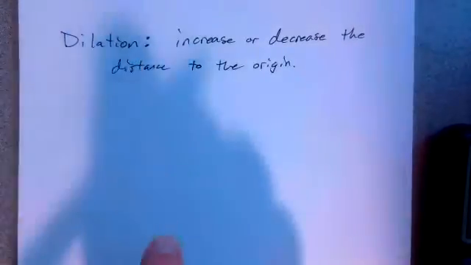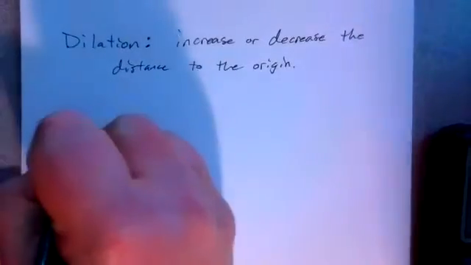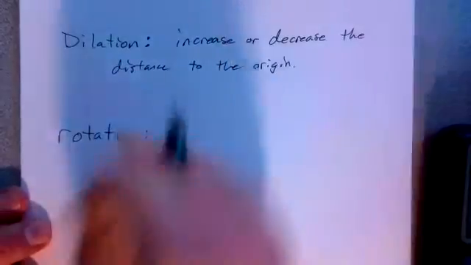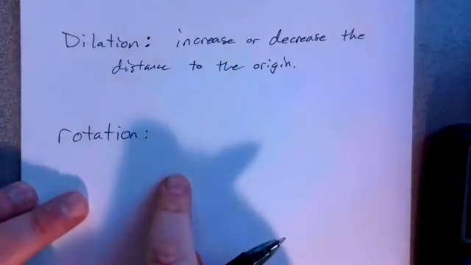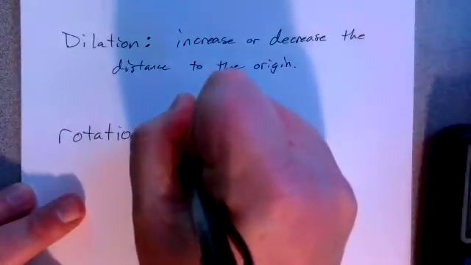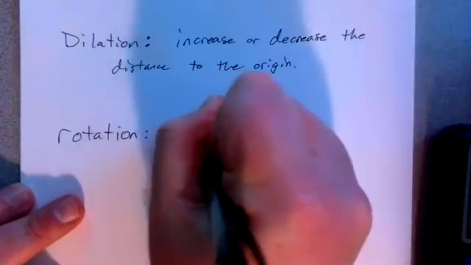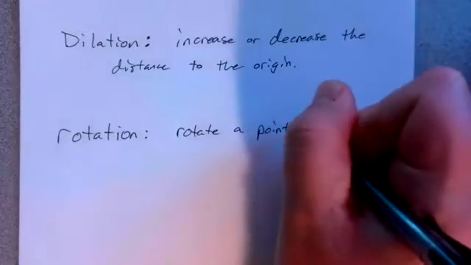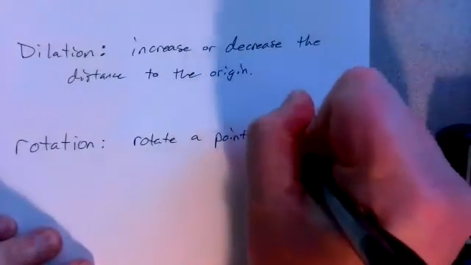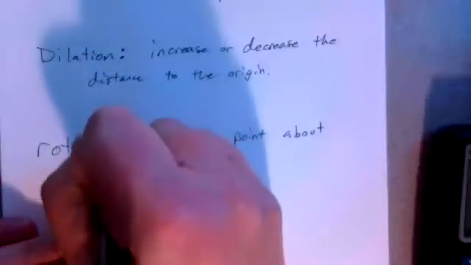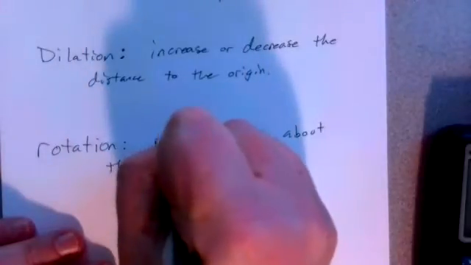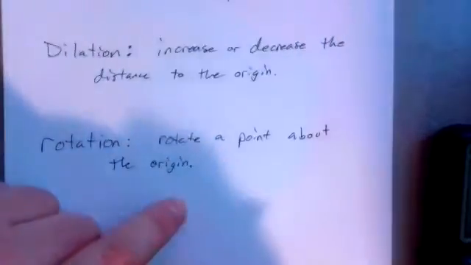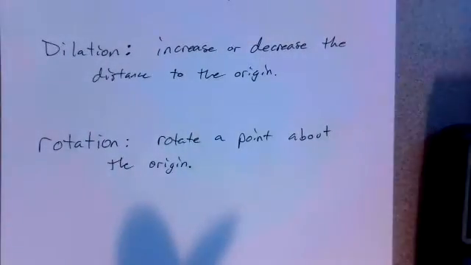So you'll appreciate that. The next one we're going to take a look at is called a rotation. We can rotate a point about the origin. So we could take a point and rotate it around the origin. That I think is really cool.